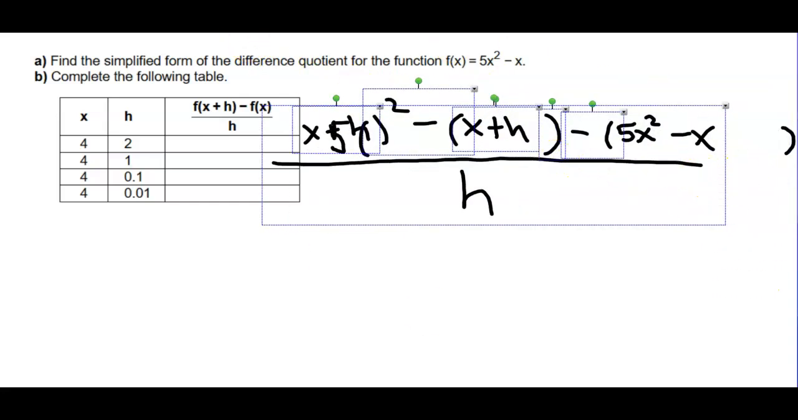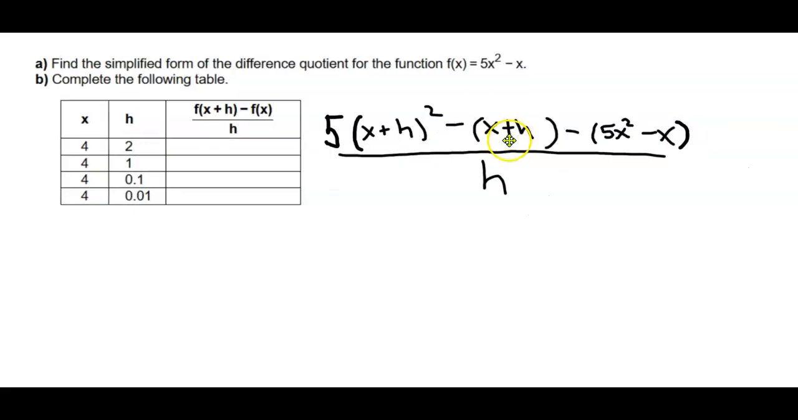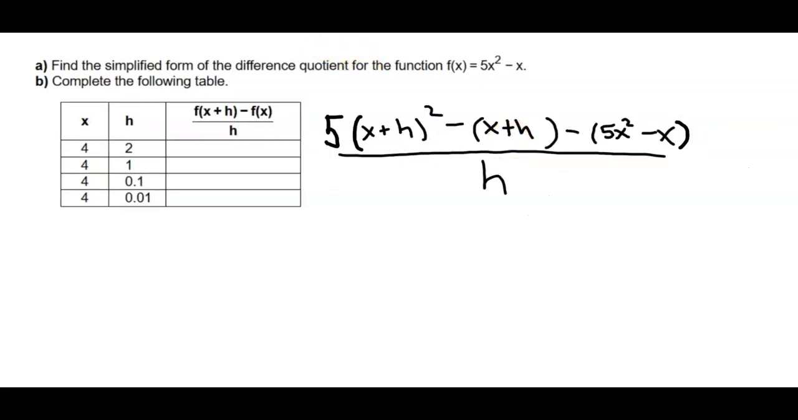We've got f of x plus h right here. Here's f of x plus h minus, here's f of x, and of course there's the h. So now we'll simplify. And we've got this binomial x plus h squared. We'll take care of that by expanding. So we'll multiply x plus h times itself.